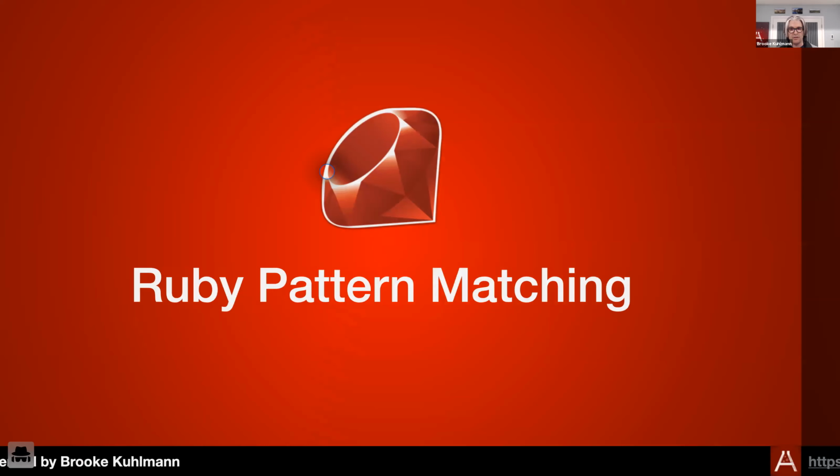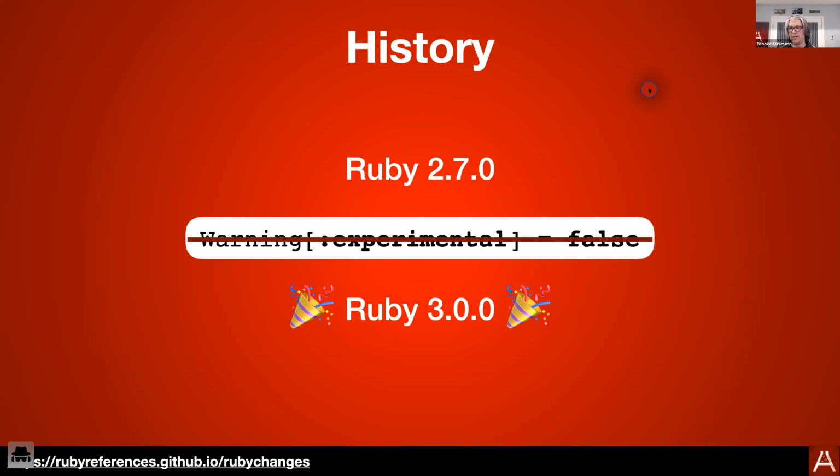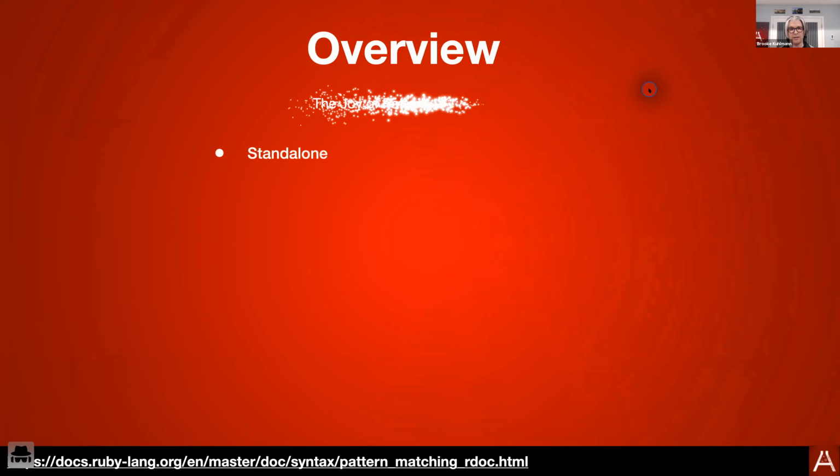So before we start, though, I want to do a little bit of a history. Just briefly, this was introduced as an experimental feature in Ruby 2.7, but luckily with Ruby 3, it's actually full-fledged, right? You can use this, it's not experimental anymore. There are some aspects of it that are still experimental, and I'm going to point that out to you as we talk through this a little bit more together.